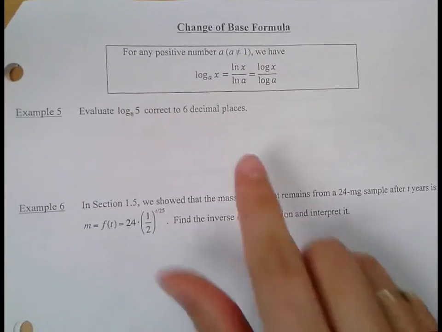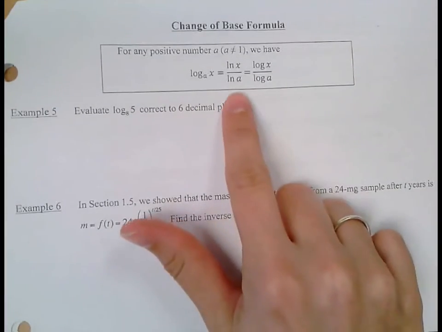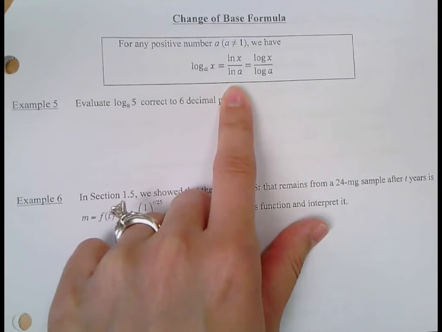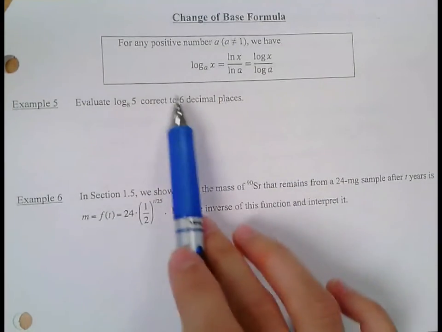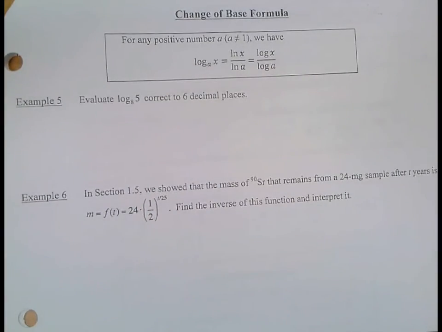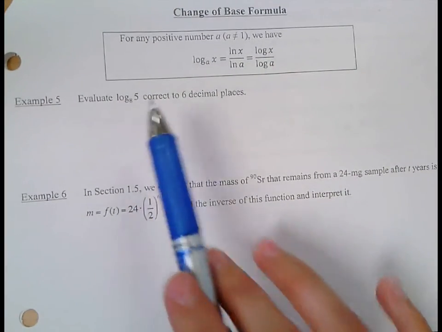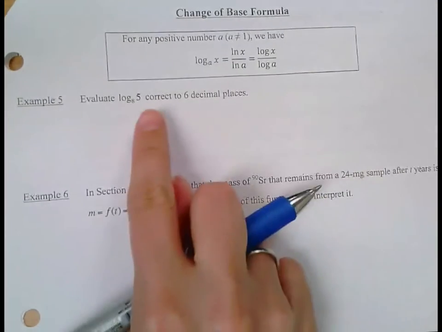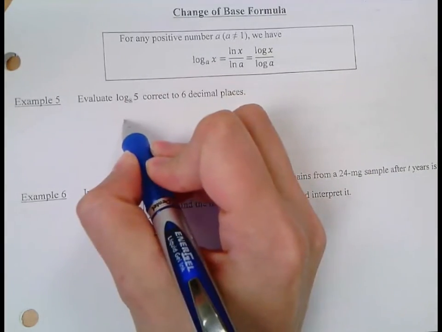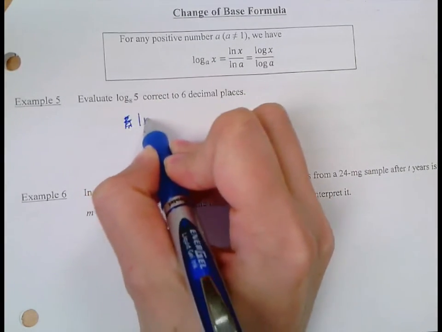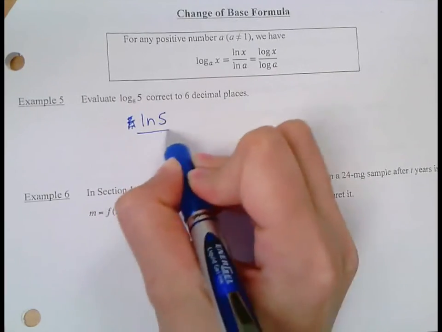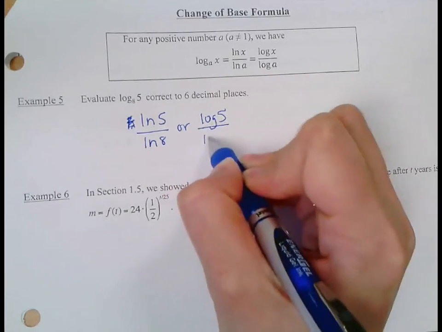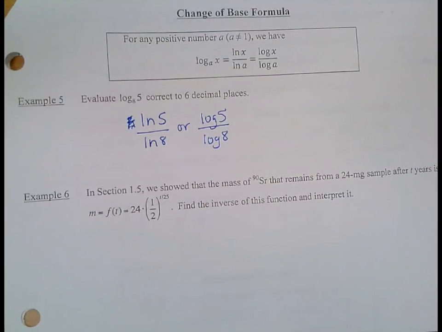If you don't have it, so it's Melanie in your case, so this is how you would have to type it in your calculator using either the natural log or the log base 10. This doesn't come up too often, but for example, example 5, log base 8 of 5, I would type that in my calculator either as natural log of 5 divided by natural log of 8, or log of 5 divided by log of 8. And then you would get the right value.